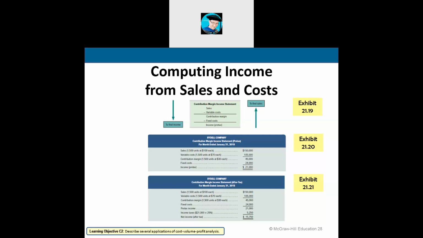You can also find sales. Again, sometimes you've got to work backward. You might be asked, oh, here's your net income. What were your sales? You've got to work backward. So you take your net income and then you add in your fixed costs. Okay? You add in your variable costs.